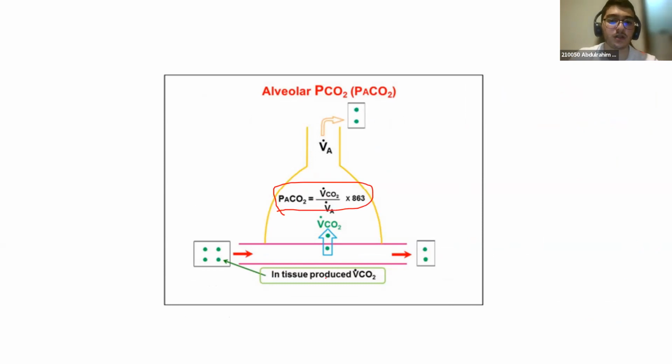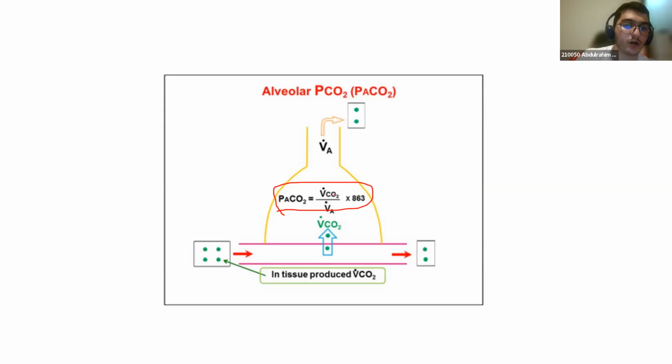So here, VCO2, which is the amount of carbon dioxide which leaves from the circulation to the alveoli, is divided by ventilation. As we said at the beginning, when you ventilate, you are removing carbon dioxide, correct? And your body is producing carbon dioxide. So when you ventilate more, what will happen with the alveolar pressure of carbon dioxide? Will it increase or decrease?